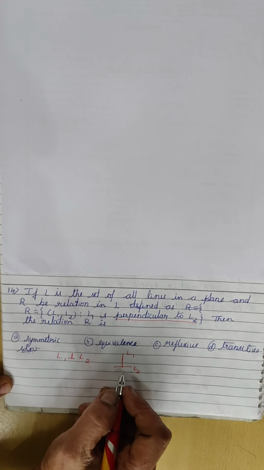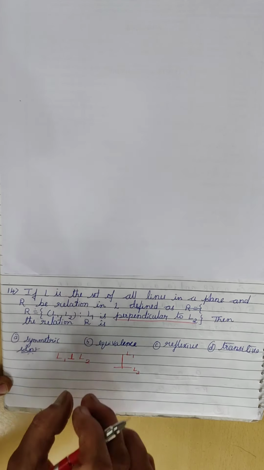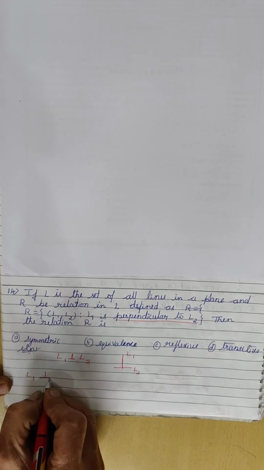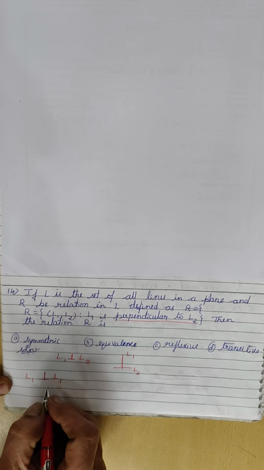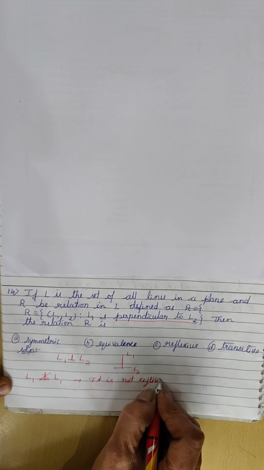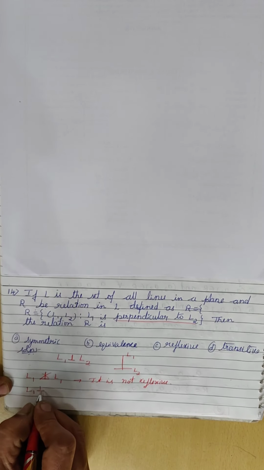And let us take the reflexive. Is this relation reflexive or not? Definitely no, because L1 cannot be perpendicular to L1 itself. Definitely not. So it is not reflexive. And we will take a look at L1 perpendicular to L2 implies L2 is also perpendicular to L1. So it is symmetric.